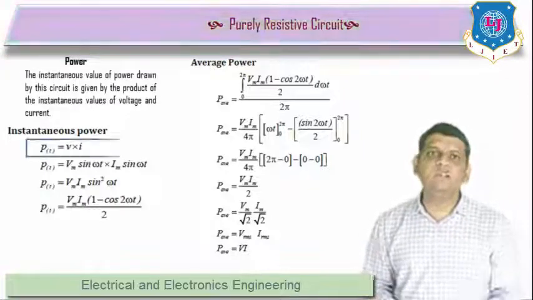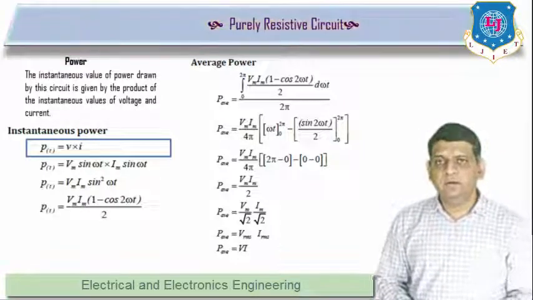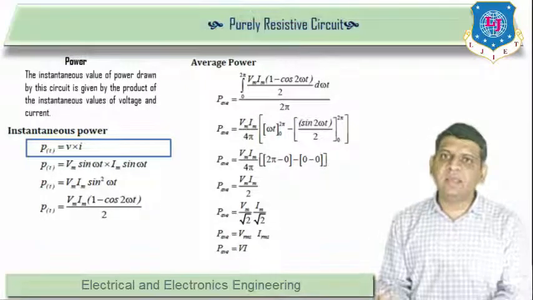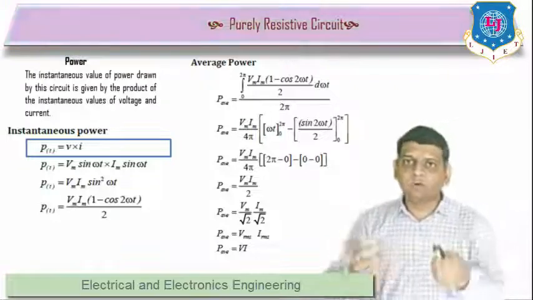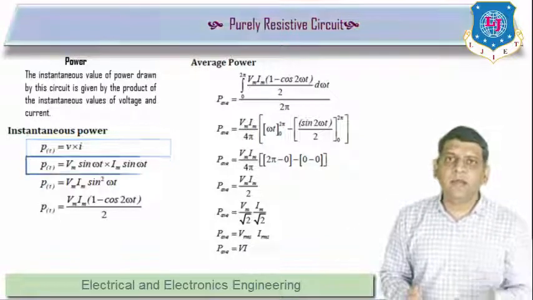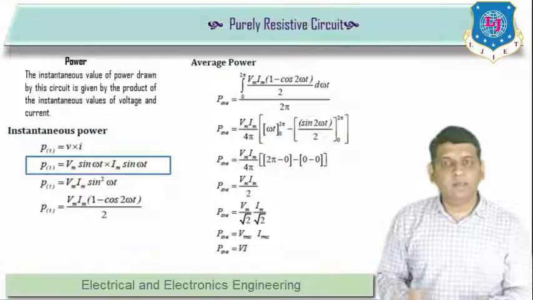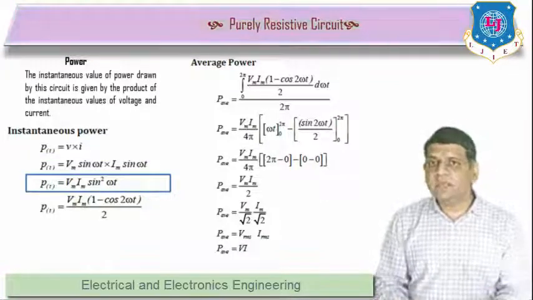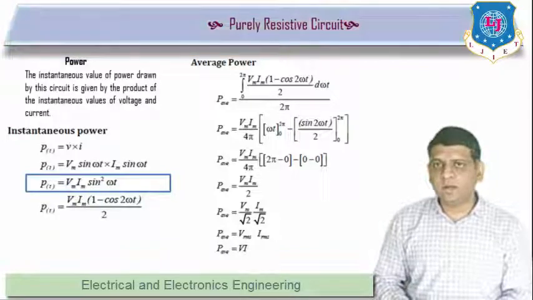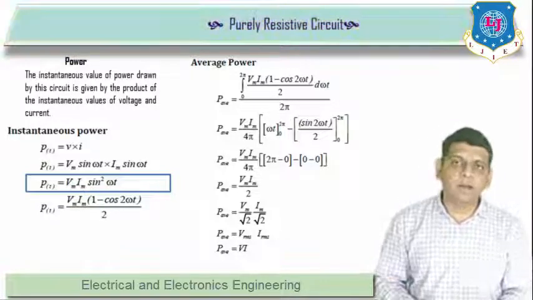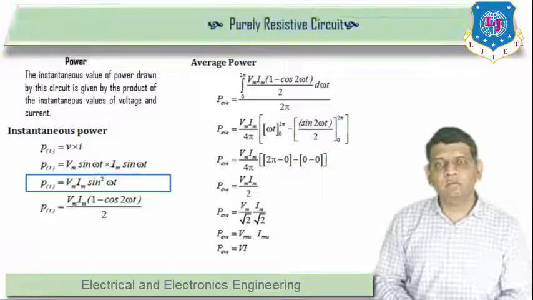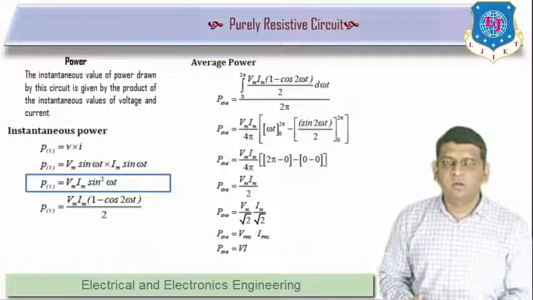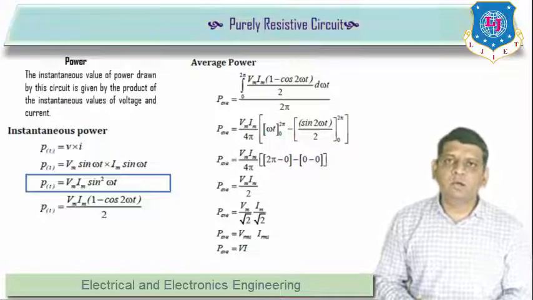So I can write P is equal to V into I. For V, I can use the equation Vm sin omega t, and for I, Im sin omega t. So P is equal to Vm sin omega t into Im sin omega t. So power P is equal to Vm into Im sin square omega t, and sin square omega t I can write as 1 minus cos 2 omega t divided by 2.